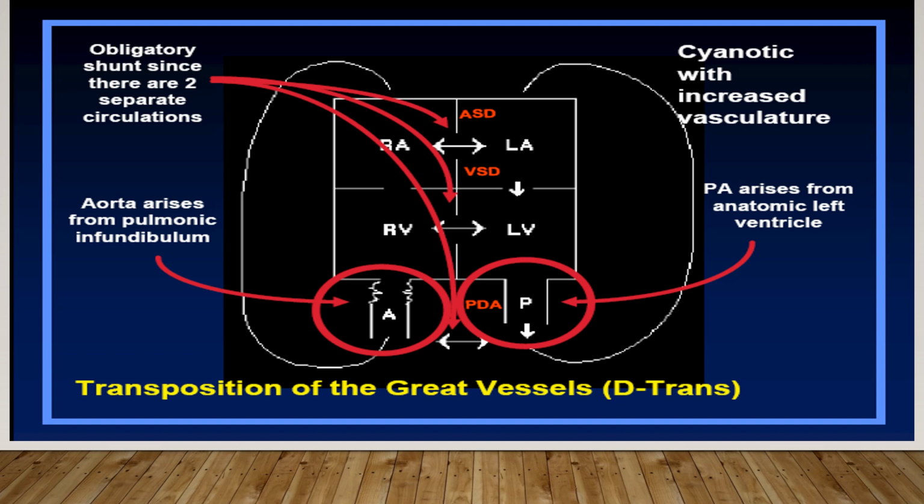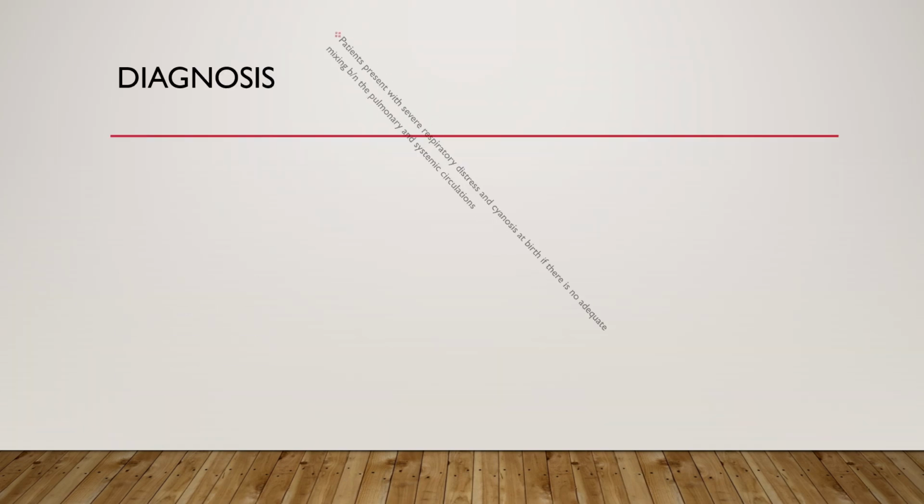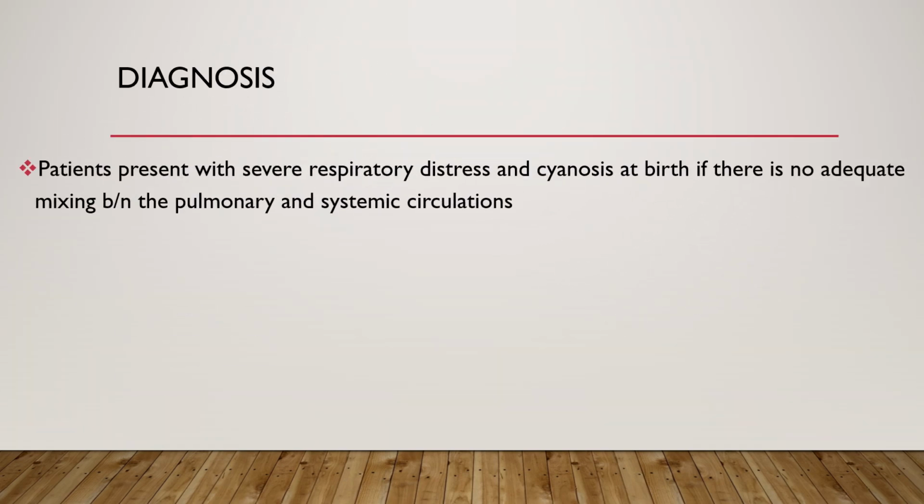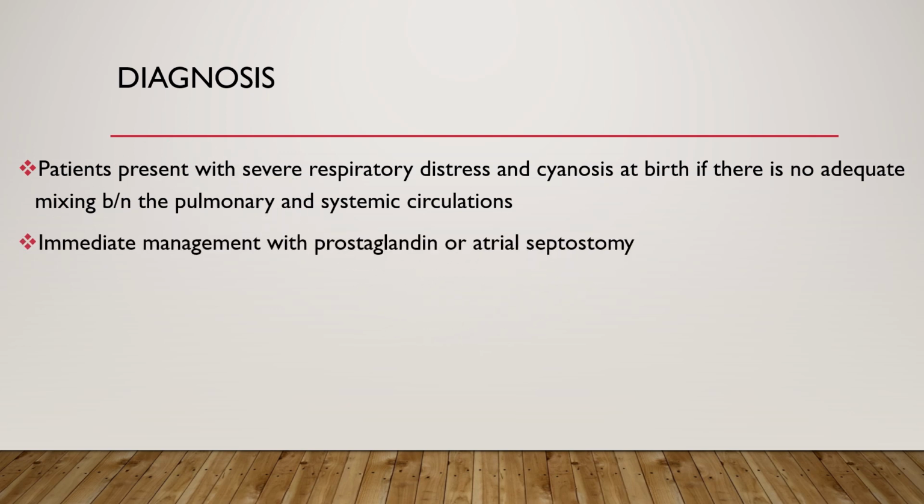In this case, there is an obligatory shunt since there are two separate circulations, because the aorta arises from the pulmonary infundibulum and the pulmonary artery arises from the anatomic left ventricle. Regarding the diagnosis of TGA, patients present with severe respiratory distress and cyanosis at birth if there is no adequate mixing between the pulmonary and systemic circulation, and immediate management with prostaglandin or atrial septostomy is needed if there is no shunt lesion.